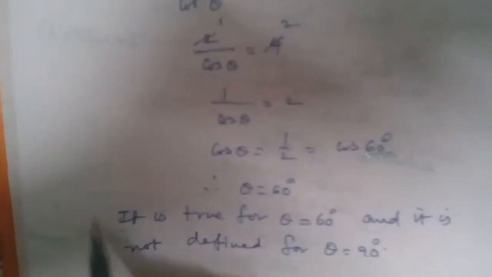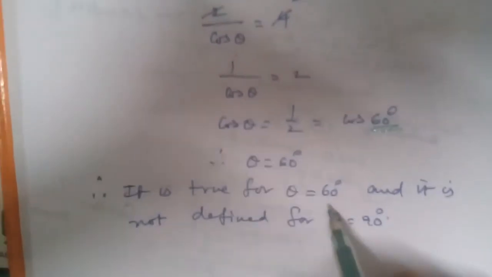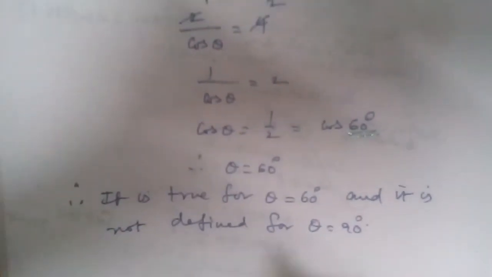Therefore theta is equal to 60. Hence it is true for theta 60 degrees and it is not defined for theta 90 degrees.